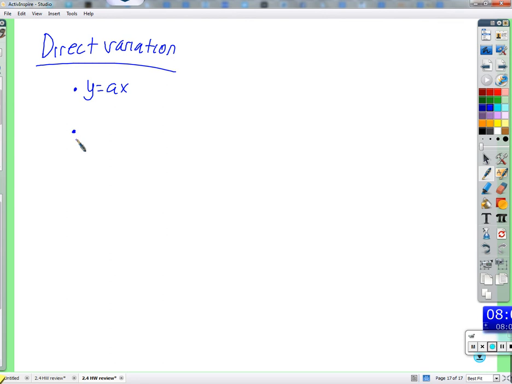Let's see. What did all the graphs have in common? Direct variation? They were straight lines. All direct variation graphs are straight lines, because they're of the form y equals mx plus b. Anything else that they all have in common? Remember, y equals ax plus 0? They start on the origin. They all go through the origin.